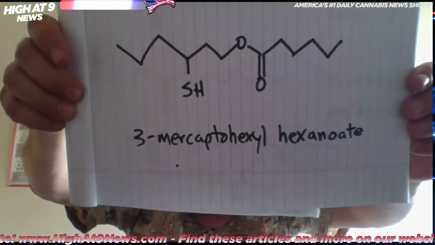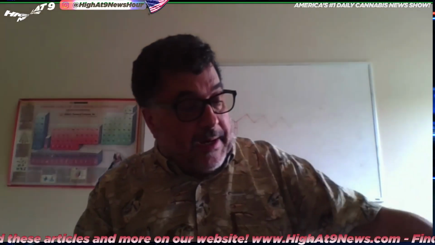3-mercaptohexylhexanoate. So it's a sulfur-containing ester that is from 2-mercaptohexanol, which I think they previously identified as part of this entourage of sulfur-containing compounds that really have very profound impacts on the aromas. And in this paper, they further identify octanoic and decanoic acids.